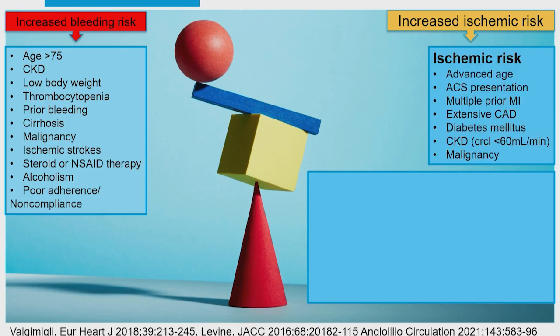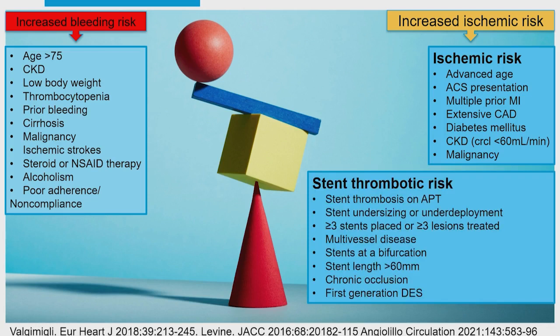Factors that increase your ischemic risk include advanced age and the type of presentation; acute coronary syndrome will increase your risk of ischemia, as will extensive disease, diabetes, and kidney disease. There are also factors specific to stent thrombotic risk, more related to the anatomy, the history of stent thrombosis, multiple stents, location of the stents, etc. As you can see, there are a lot of factors that increase your bleeding risk and your thrombotic risk that are the same.